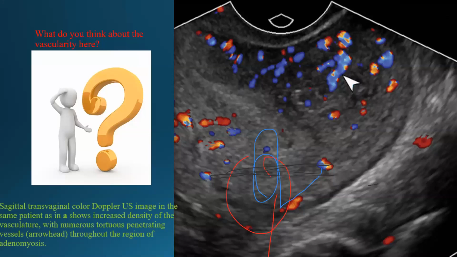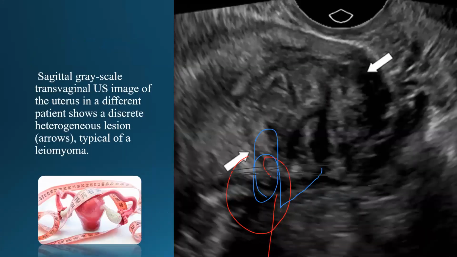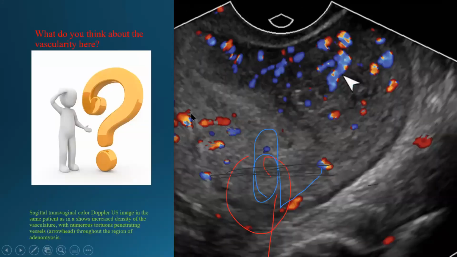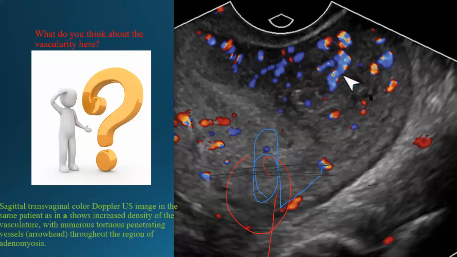So this is another sagittal grayscale view, transvaginal ultrasound of the uterus in a different patient. It shows also a discrete mass. It's a very heterogeneous lesion, typical for leiomyoma. So now you see the difference. This typical leiomyoma you could draw with a pencil around it. It's separated from the endometrium. This is a myoma. It's not an adenomyosis. If you go back, this is adenomyotic foci. This is with the color Doppler, and this is a leiomyoma or a fibroid.